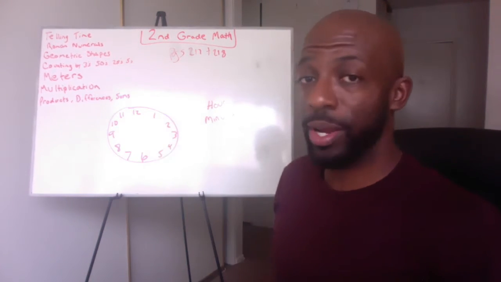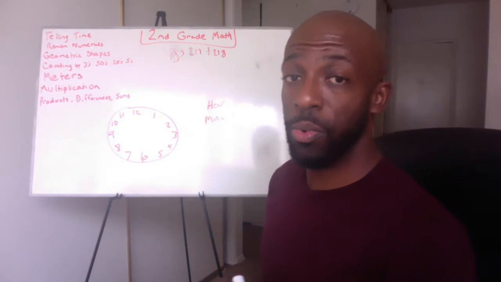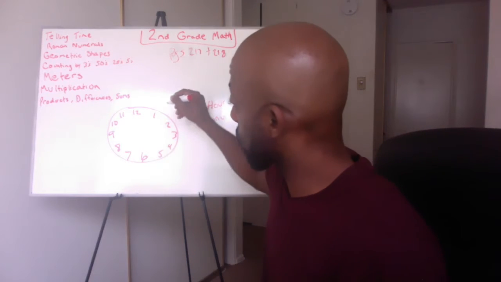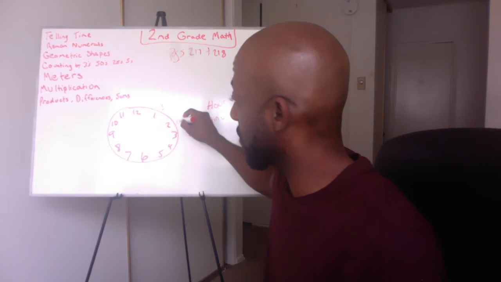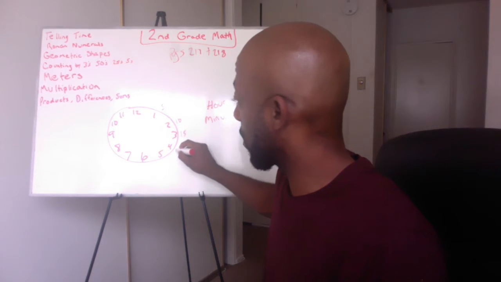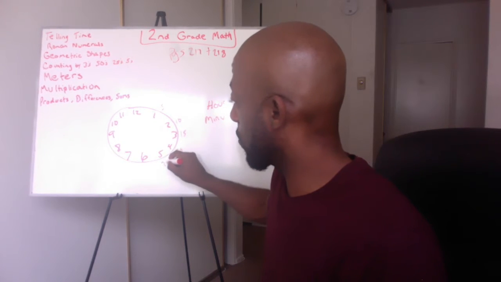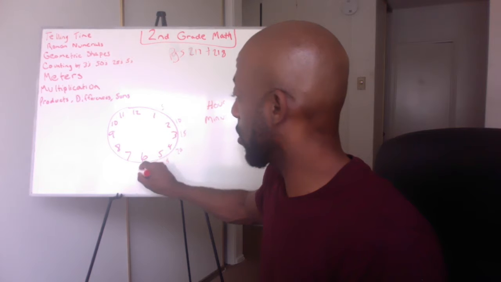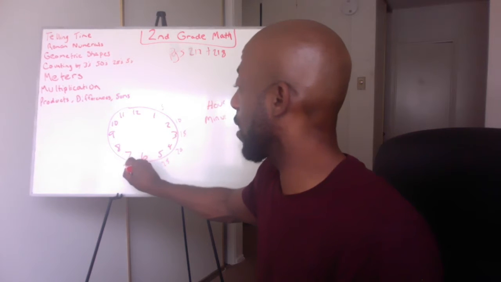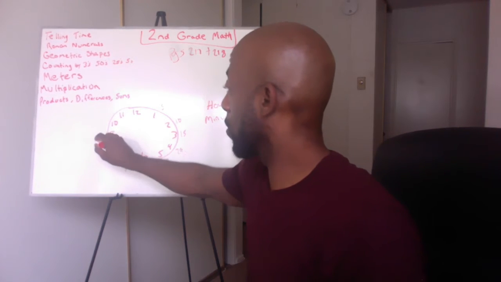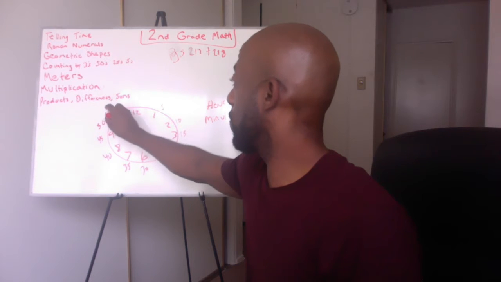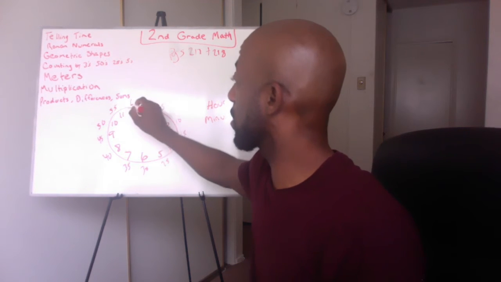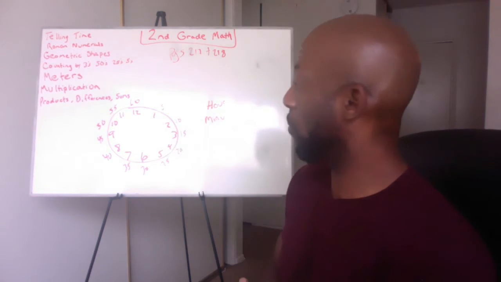Now, we were counting around here. The 1. What is the 1 worth in minutes? The 1 is worth 5. So we're starting at 5, and we're counting by 5s all the way around. So 5, 10, 15, 20, 25, 30, 35, 40, 45, 50, 55, and 60. All right. So we went all the way around.